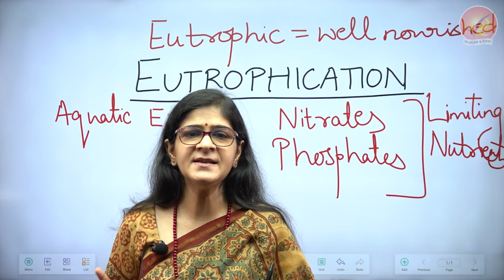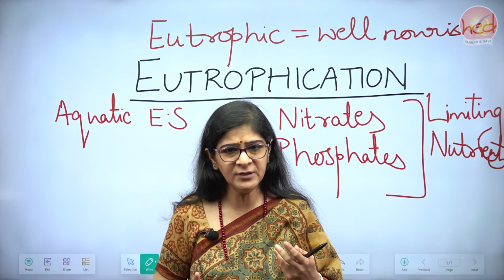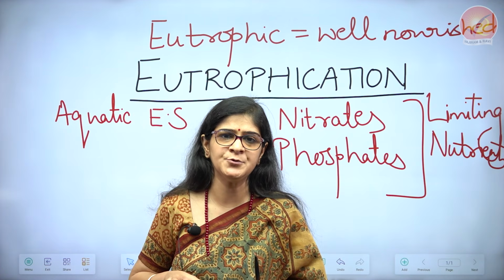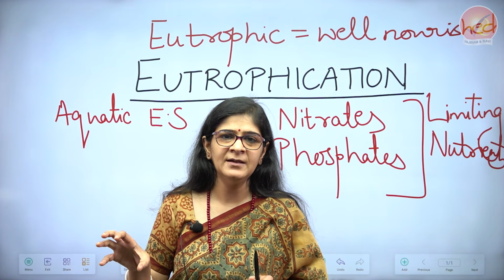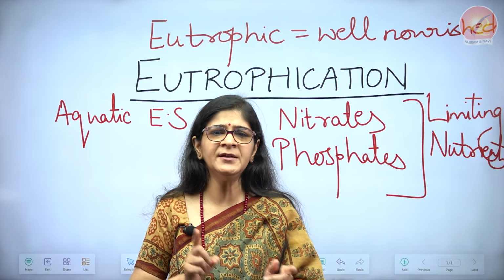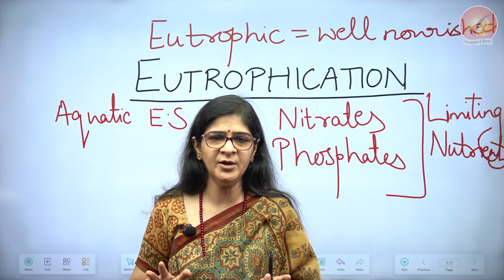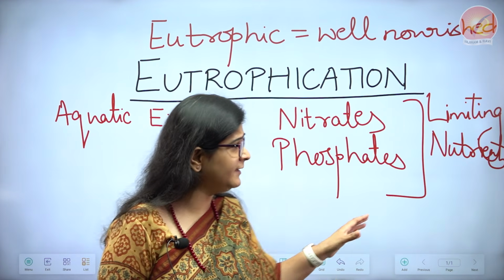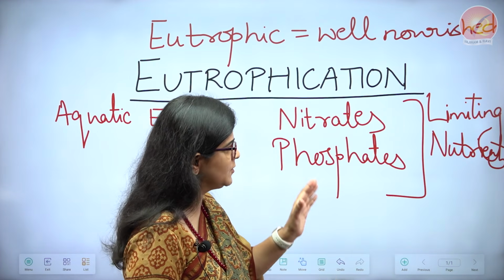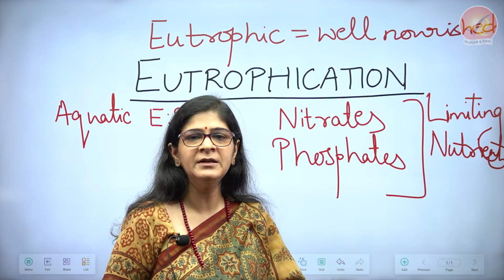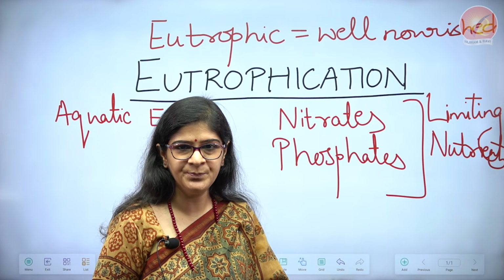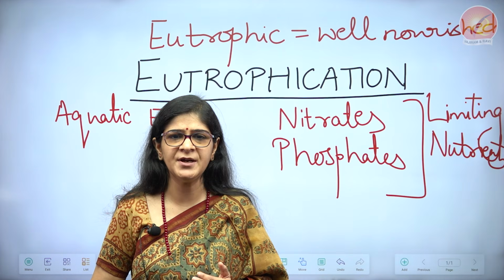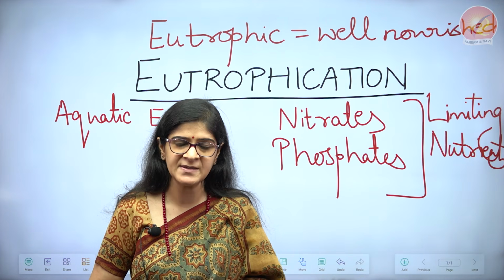So there are examples across the world of ecosystems wherein some factor or some nutrient can act as the limiting factor or limiting nutrient, capping and containing the primary productivity of that ecosystem, and thereby the nomenclature limiting nutrients. So nitrates and phosphates become the examples of limiting nutrients for the aquatic ecosystems.